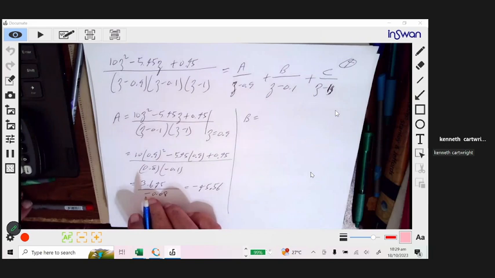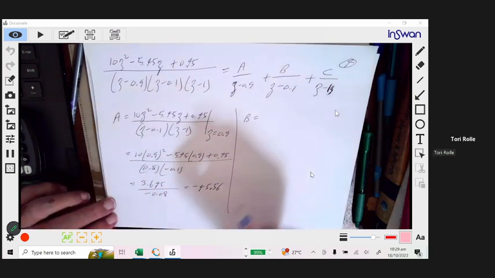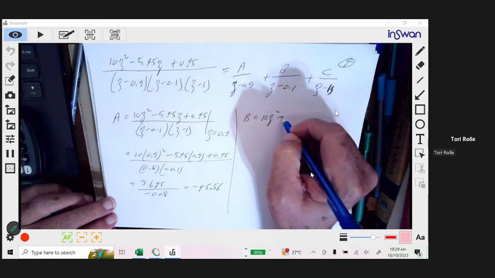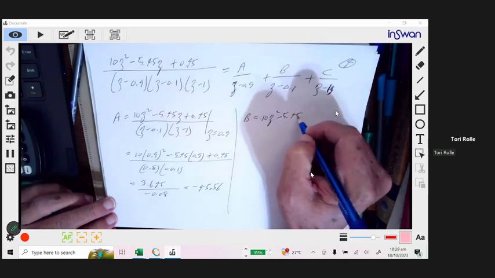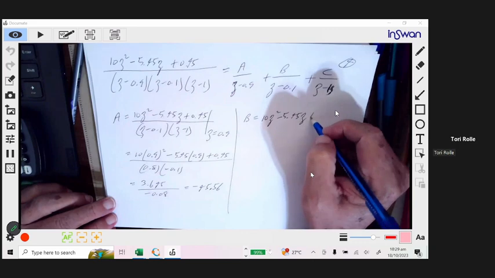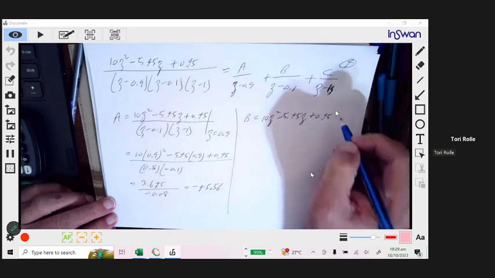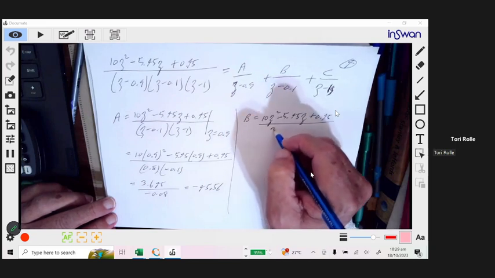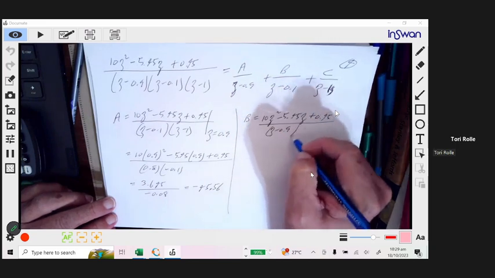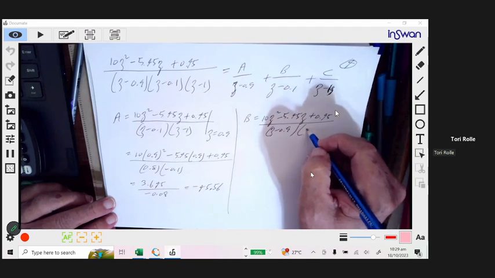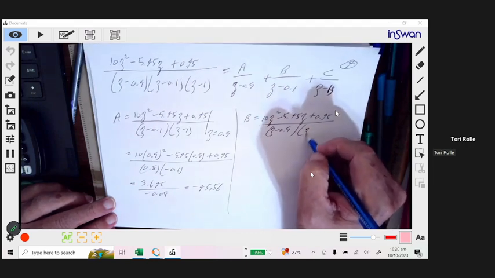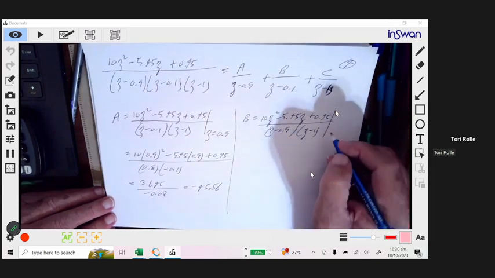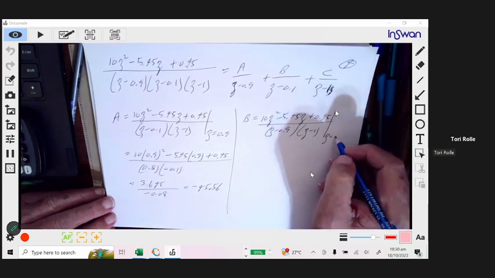What's B going to be? B is 10z to the power of 2 minus 5.45z plus 0.45, all over z minus 0.9, z minus 1, and sorry, z equals 0.1. It's positive 0.1.